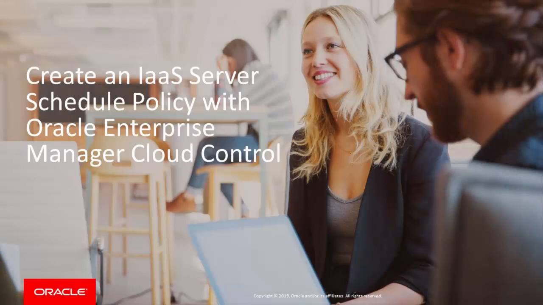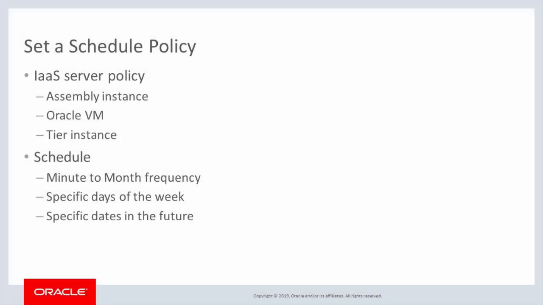We discuss schedule-based server policy and show you how to create a policy and associate it with a server as the IaaS self-service user. The self-service portal policies feature allows you to control the servers, virtual machines, based on schedule or performance events. A policy must support an assembly instance, a tier instance, or an Oracle VM guest.